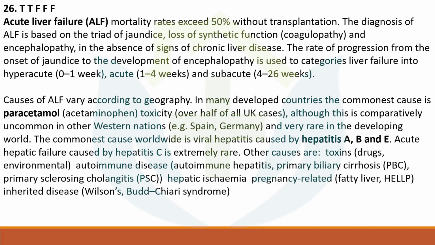Why? Let's see. In acute liver failure, the mortality rate exceeds 50% without transplantation. The diagnosis of ALF is based upon the triad of jaundice, loss of synthetic function, that is the coagulopathy, and encephalopathy, in the absence of signs of chronic liver disease. The rate of progression from the onset of jaundice to the development of encephalopathy is used to categorize the liver failures into hyperacute, acute, or subacute.